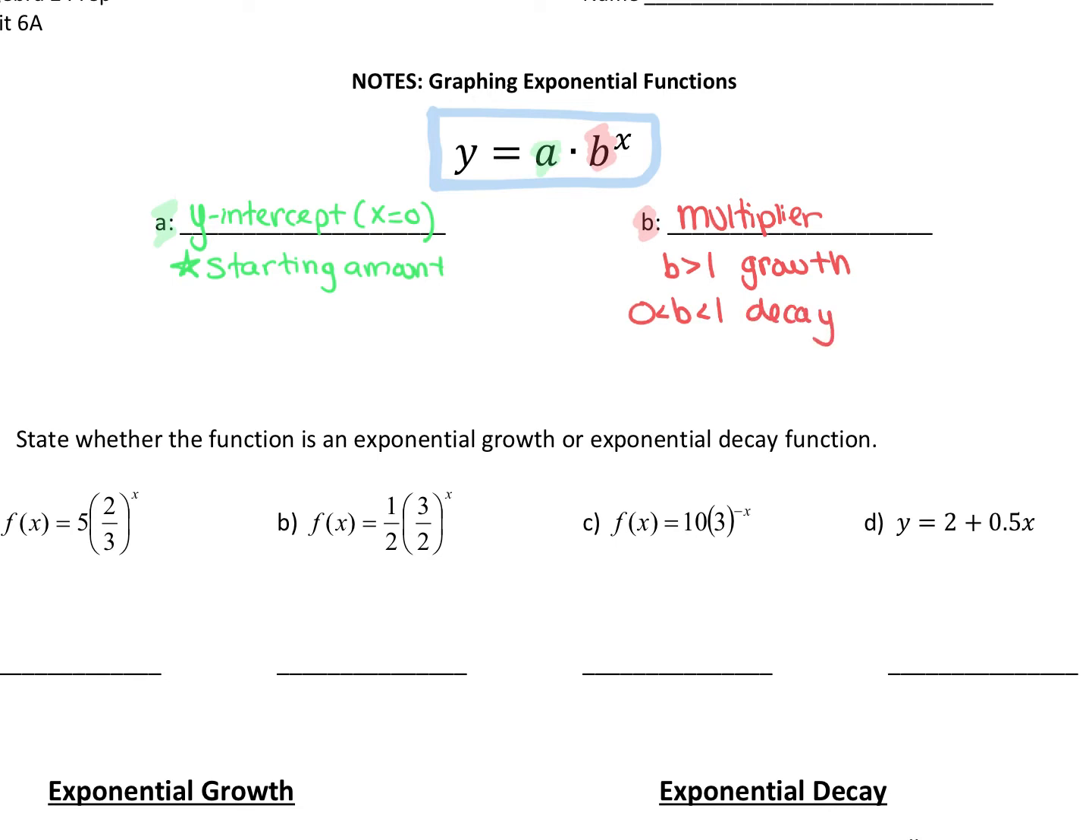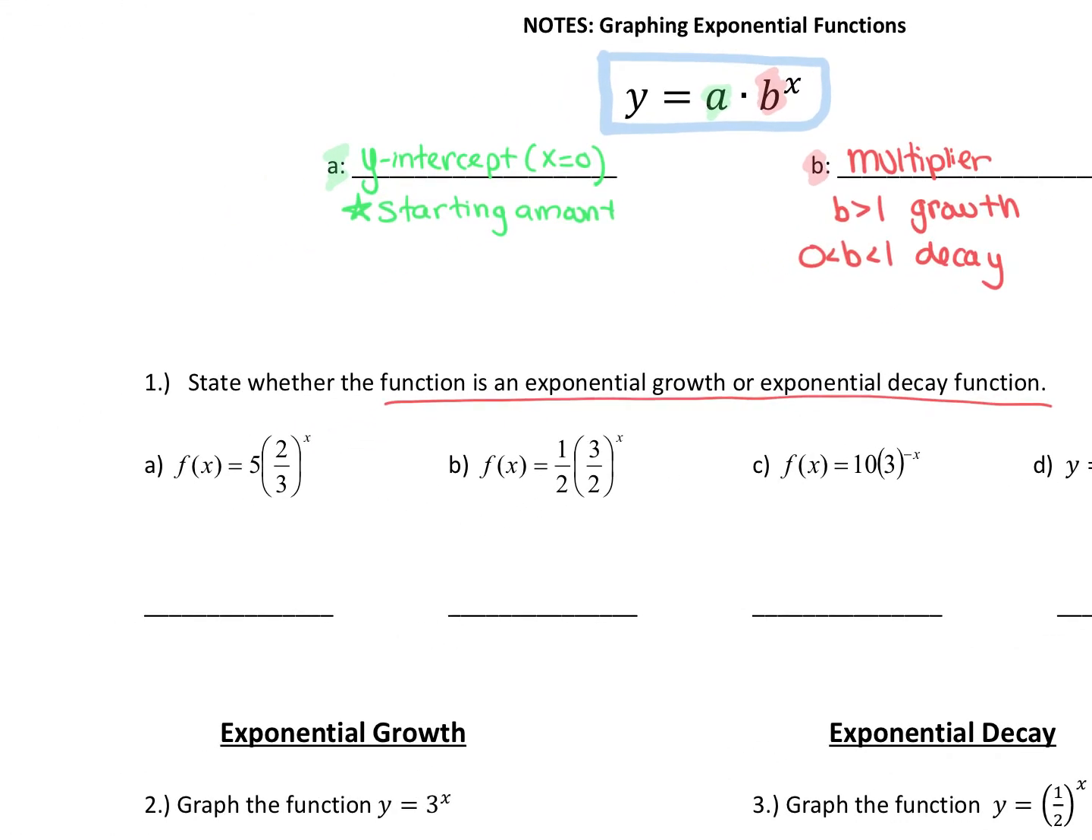So if we use this idea to identify whether each of these functions are exponential growth or decay, the first thing we're going to do for each of these is look for the b value. So in A, 5 is my a value and 2/3 is my b value. Since my b is equal to 2/3, and that would be less than 1, that means this exponential equation represents decay. Similarly in B, my a is 1/2 and my b is 3/2. Well, this b is greater than 1, so that means this would be a growth model.